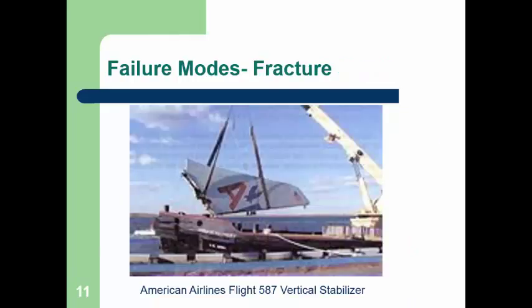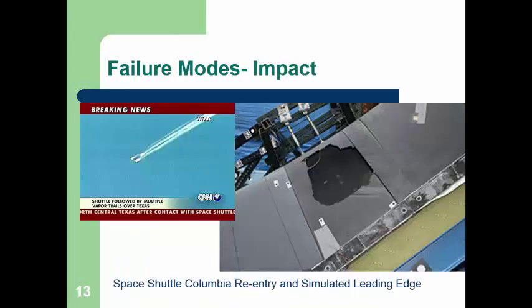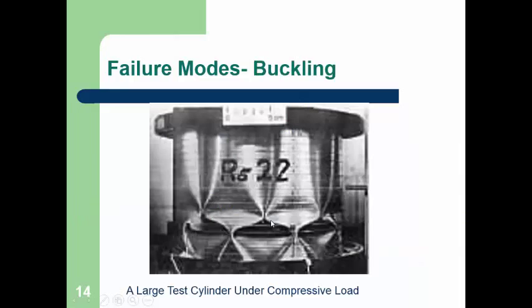Thermal shock, fracture, melting: all these are common failure modes, not only in aerospace. This is the shuttle Columbia with the impact damage on its leading edge tiles, from ice formation breaking off and hitting the leading edge, so that when it re-entered the atmosphere, it broke up.